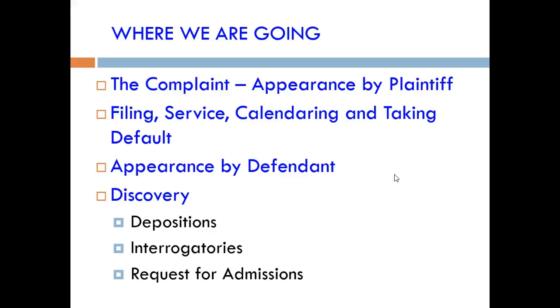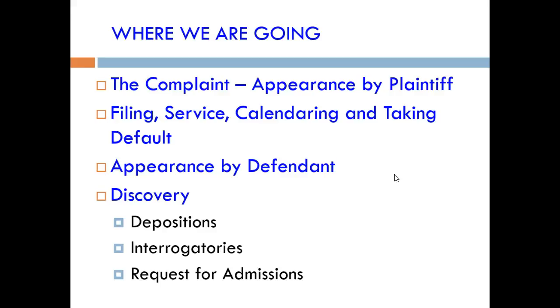Then later on, in the class, we're going to get into filing, service, calendaring, and taking a default, because once the complaint is filed, then we have to serve it. We have to calendar many dates specifically with regard to the complaint and its service, and when the response is due. But within a certain period of time, if a plaintiff files a complaint, serves it by personal service on the defendant, then there's a limited time in which to file a response on the part of the defendant.